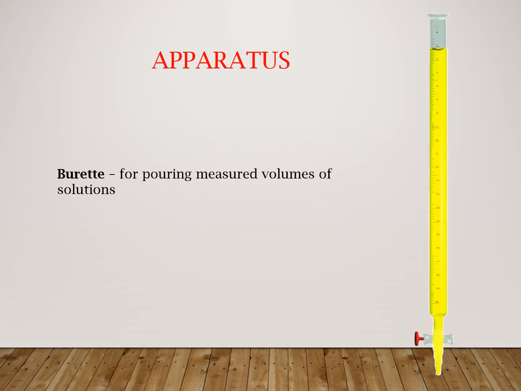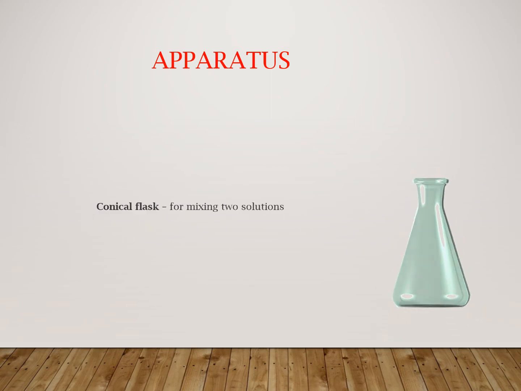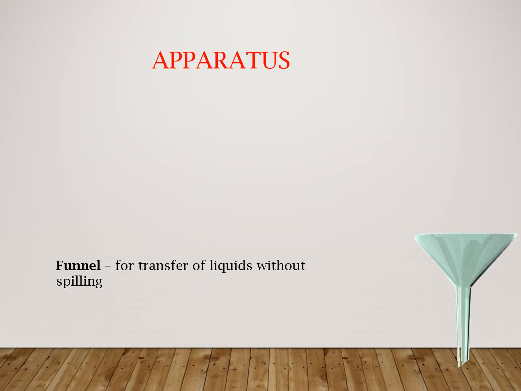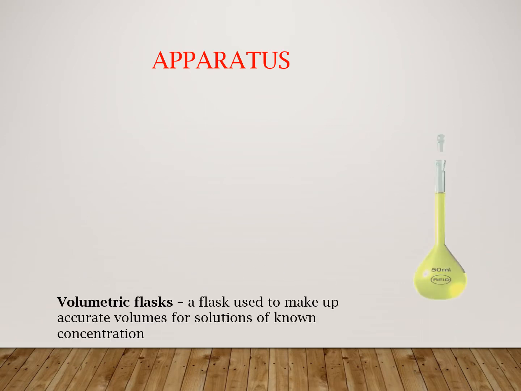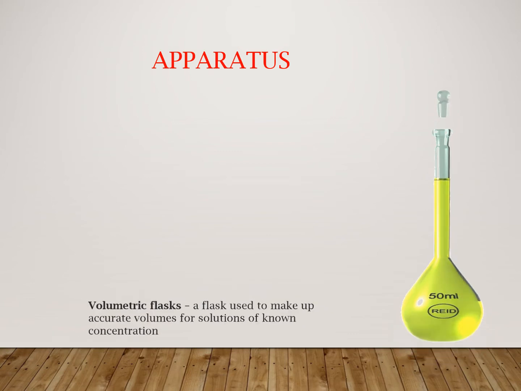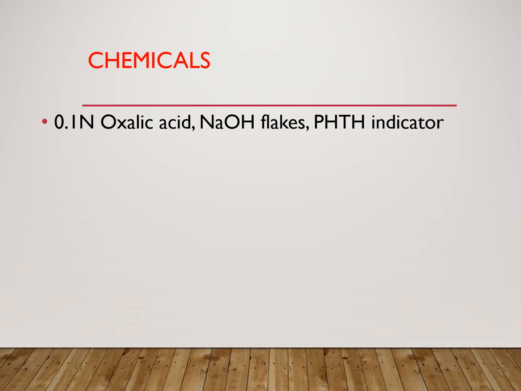burette, conical flask, wash bottles, funnel, volumetric flask also known as standard flask, analytical balance and weight box. Chemicals required are 0.1 normal oxalic acid solution, NaOH flakes, phenolphthalein indicator.